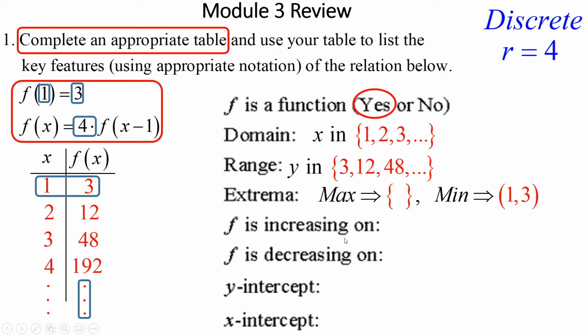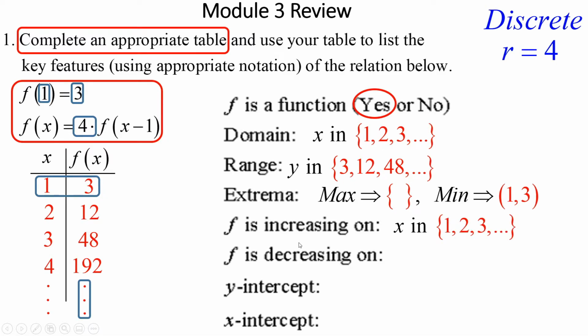Now, f is increasing on. Okay, well, when is this function increasing? Look at your f of x's. It's increasing within its entire domain. So again, I can just rewrite my domain like I did up above there.